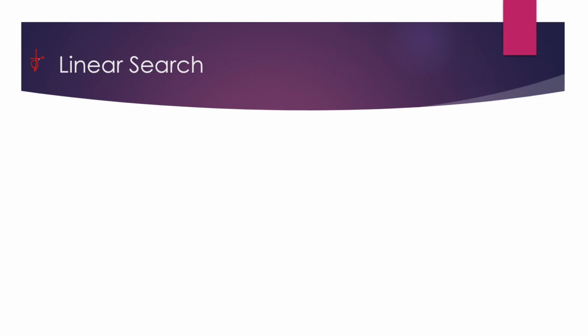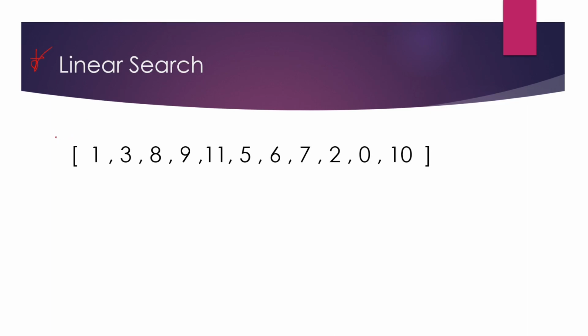So let's start with linear search. In order to understand how linear search works, let's have some example. You are given an unsorted list with 11 elements, and your job is to find the position of number 2. Number 2 is right here.